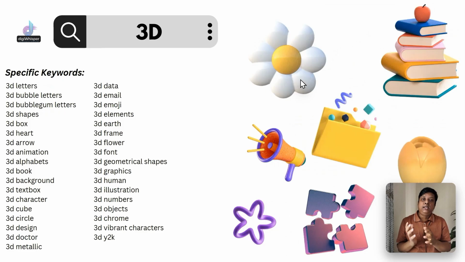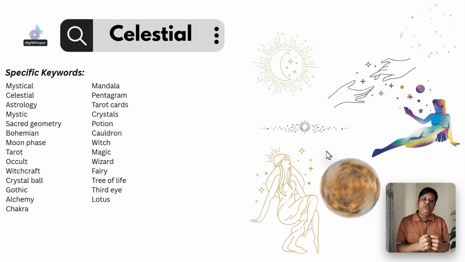So the next one is 3D. If you want this type of shape or this type of element in your design, you need to type 3D. Let's say 3D letters, 3D bubble letters, or this type of specific keyword. And the next one is celestial. If you need exactly this type of elements in your design, you need to type celestial or mystical or astrology or moon phase, exactly this type of specific keyword to get these elements.